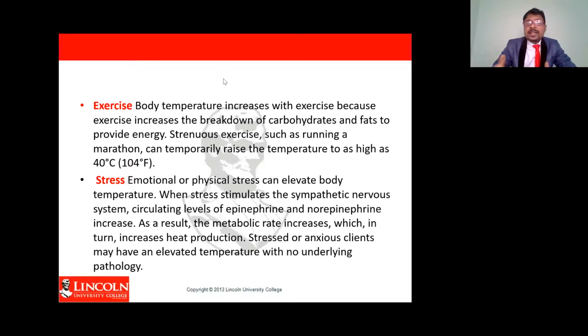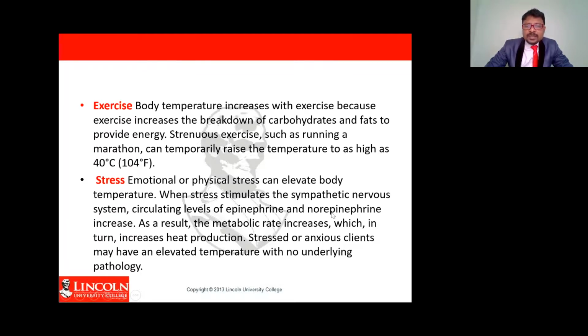That means a high temperature, like a fever. But in athletes, this is normal because of the exercise progression. And one more important factor is stress. Emotional or physical stress can elevate the body temperature.